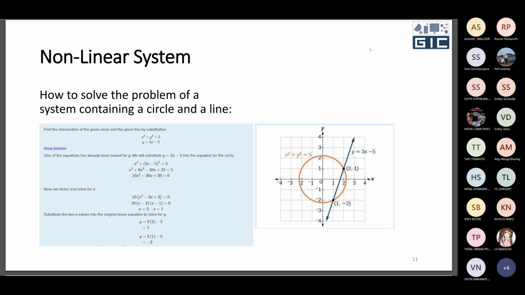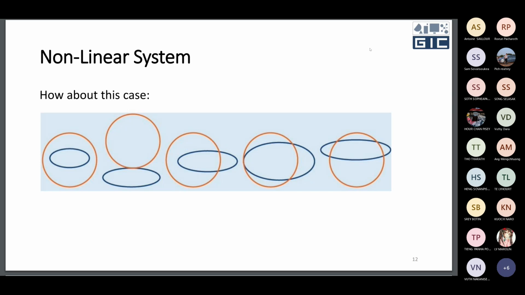Okay, the next one is the question. How about this case? You have a circle and an ellipse. So we have 5 possibilities. First one, the ellipse and circle, there is no intersection. The second one, the ellipse and circle are tangent at one specific point. Third, the circle and ellipse have two intersections.